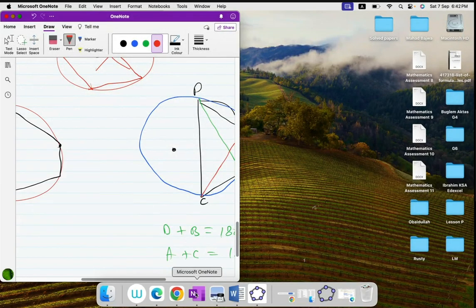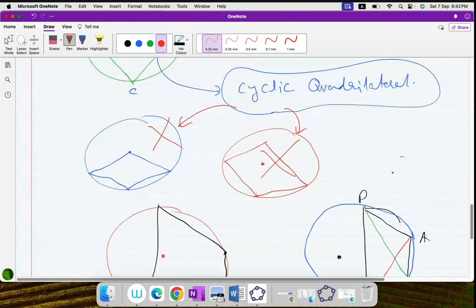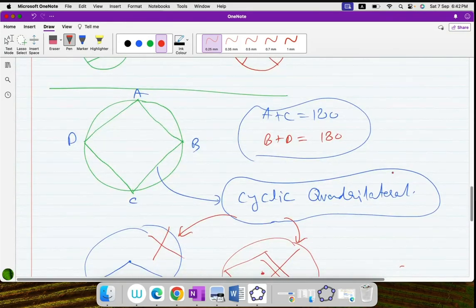Okay. Now see, let's label something. If I say this is 80, what would C be? C would be 100. Now I'm extending this line DC. What would this be? That would be 80. Yeah, now we are going to make a relation between these two.